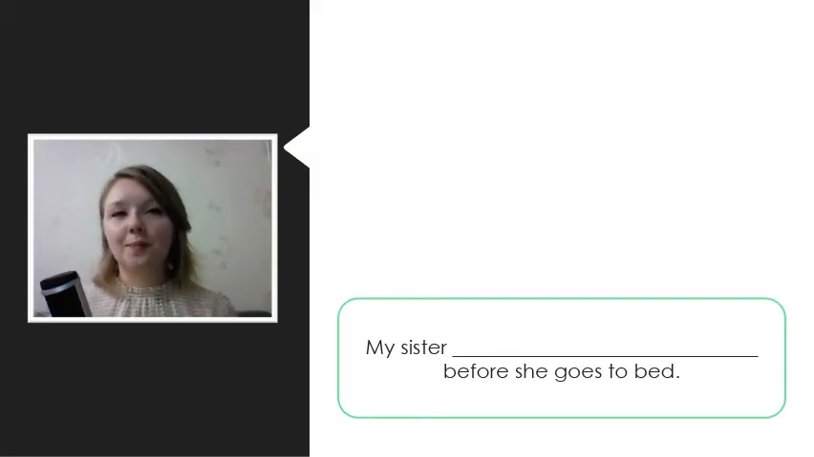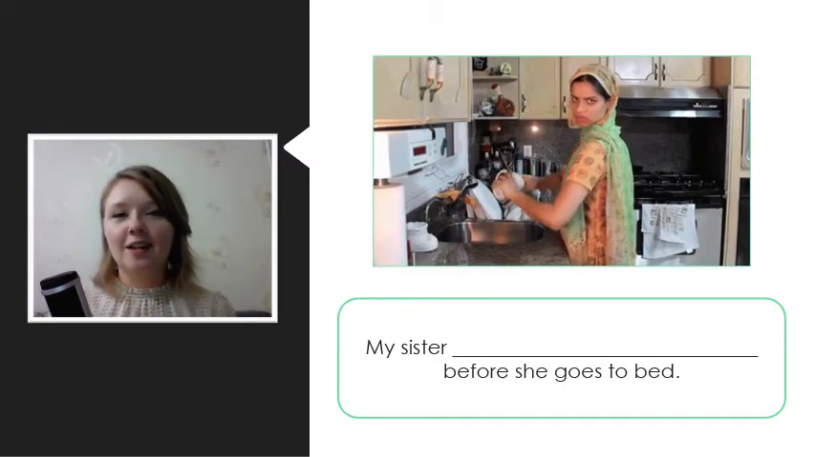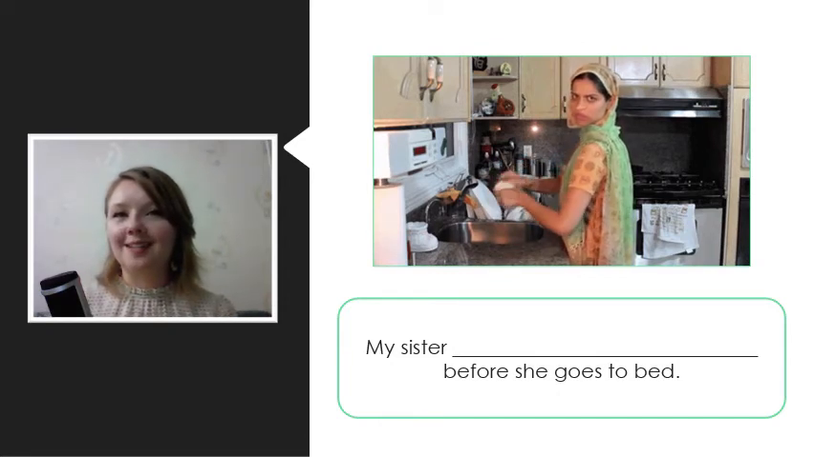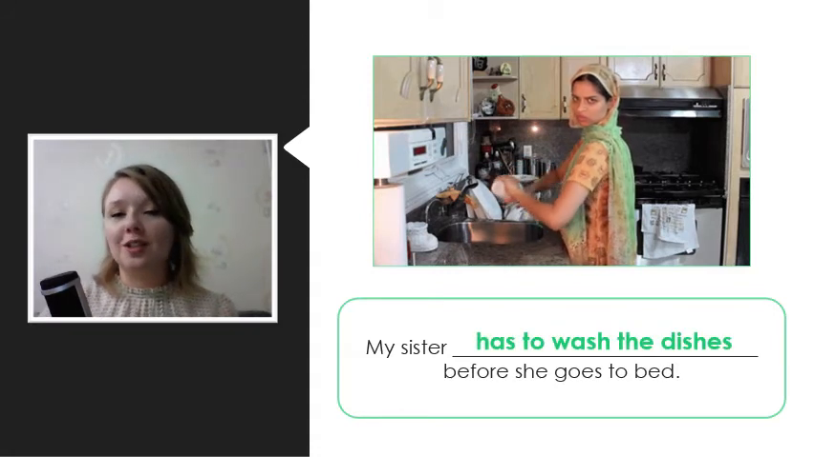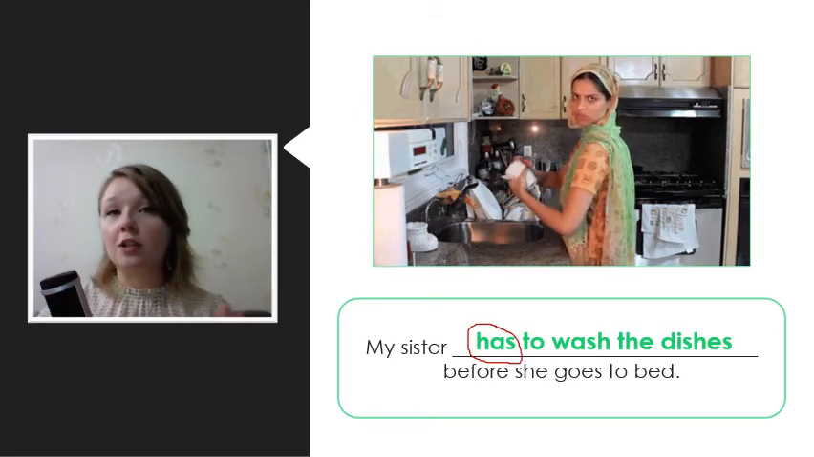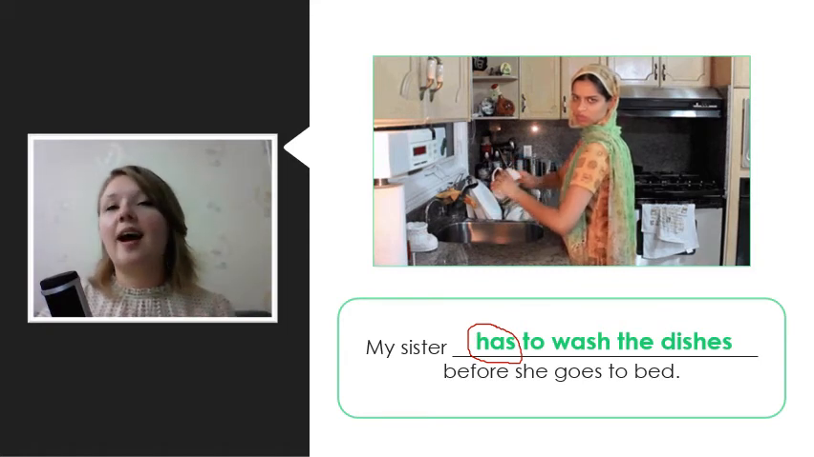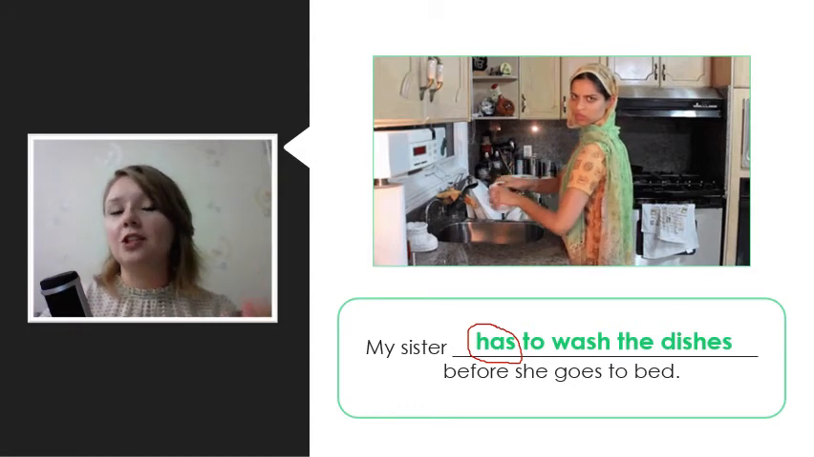Now let's put it together. We're going to fill in the blank with the correct form of have to or don't have to and a household chore. My sister before she goes to bed. All right, so let's say this is my sister. What is she doing? What chore is she doing? Here we would say, my sister has to wash the dishes. Remember to change that have to has when we're using he, she, or it. My sister has to wash the dishes before she goes to bed. She is obligated to, she must, she has to.